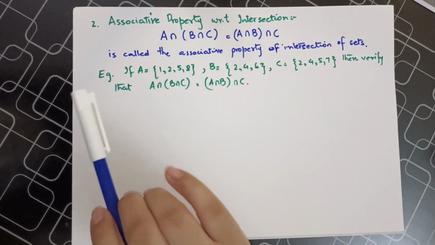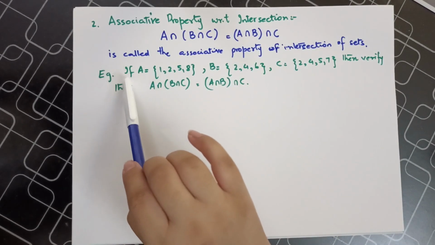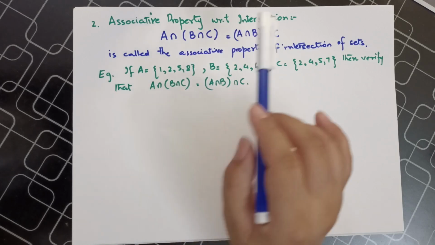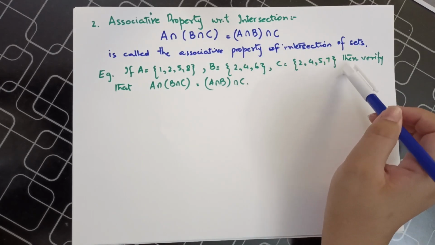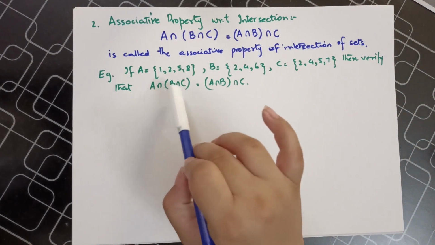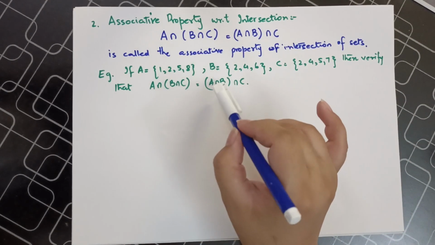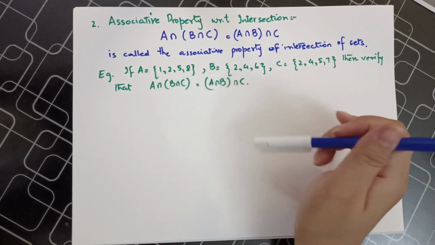Okay? Now, let me explain this with the help of an example. If A is equal to {1, 2, 3, 5, 8}, B is equal to {2, 4, 6}, and C is equal to {2, 4, 5, 7}, then verify that A intersection (B intersection C) is equal to (A intersection B) intersection C.